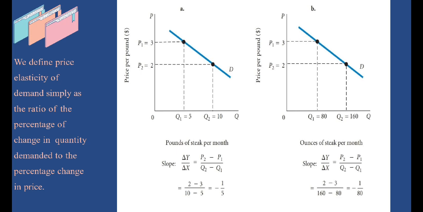Ounces of steak per month: slope is delta y over delta x, equals P sub 2 minus P sub 1 over Q sub 2 minus Q sub 1, which equals 2 minus 3 over 160 minus 80, which equals negative 1 over 80.